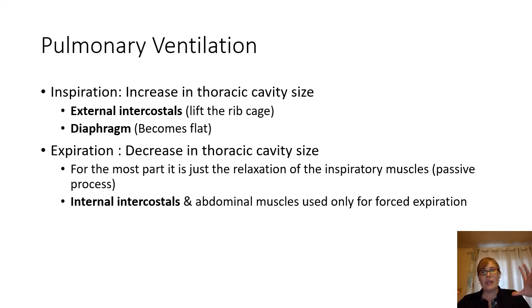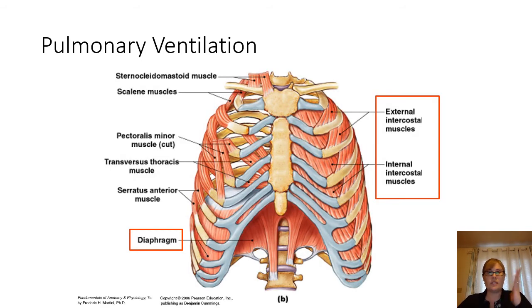Expiration is going to decrease thoracic cavity size, so your diaphragm will go back up to its dome shape. Your internal intercostals and abs, if you are trying to force a lot of air out, can become active and squeeze. That compression isn't necessary for normal breathing. In normal breathing, everything just relaxes and air flows out. We are going to be practicing with this today in our Physio-X. This is just a diagram to show you the muscles involved: external intercostals, internal intercostals, and diaphragm.